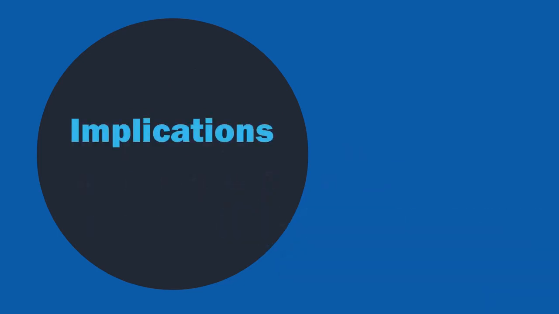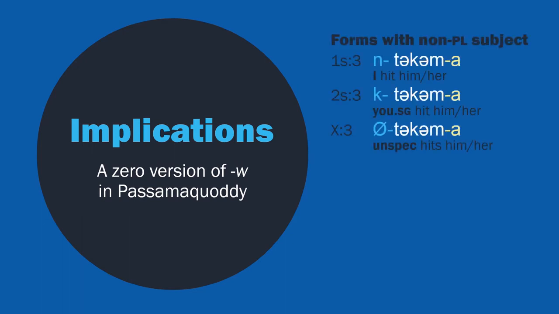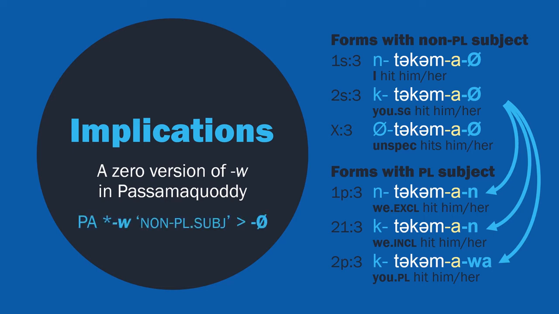I'd like to briefly mention a couple of implications of this conclusion. The first is that in some languages, such as Passamaquoddy, there is a zero equivalent of W. If we compare some Passamaquoddy TA forms with singular or unspecified subjects with the equivalent forms with plural subjects, we see that non-plural number is explicitly marked by leaving out a suffix in the position where plural number is marked. That's equivalent to saying that there's a zero non-plural subject suffix, which occurs in the same places where languages like Cree, Menominee, and Delaware have W.